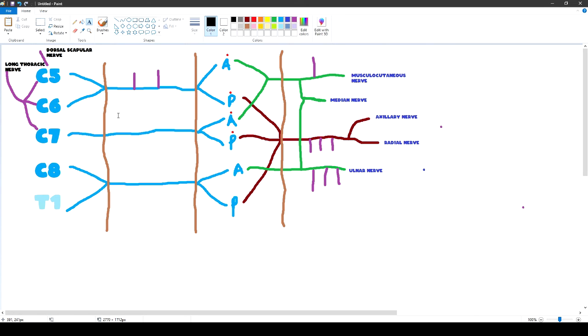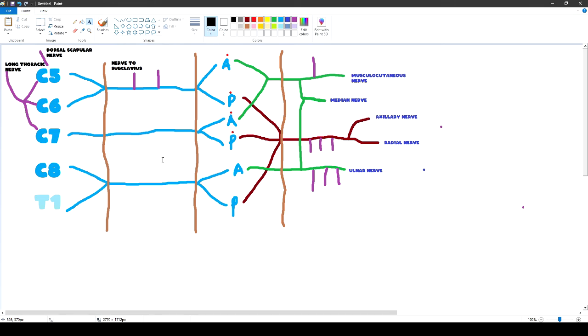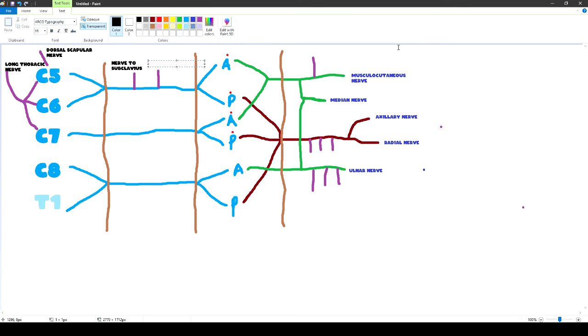Both the muscles that they supply are outside of the axilla. So one on the anterior surface and one on the posterior surface. The first muscle is subclavius, by the nerve to subclavius. The second muscle, it is outside the axilla posteriorly. It is the supraspinatus and infraspinatus, and they are supplied by the suprascapular nerve.